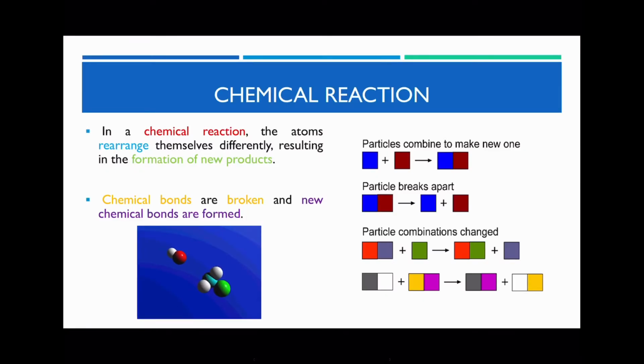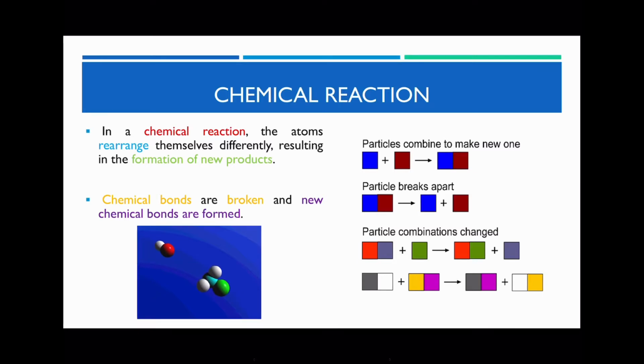Now, the first thing we're going to look at is what a chemical reaction is. In a chemical reaction, what happens at the atomic level is that the particles rearrange themselves differently so that they can form new products, meaning new substances. To make this work, the chemical bonds initially present in the starting materials get broken up, and new bonds are formed when the particles rearrange themselves, resulting in new substances.